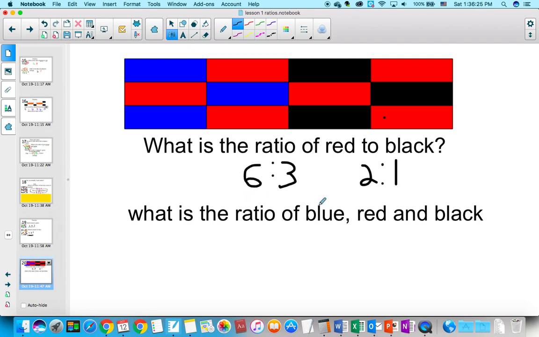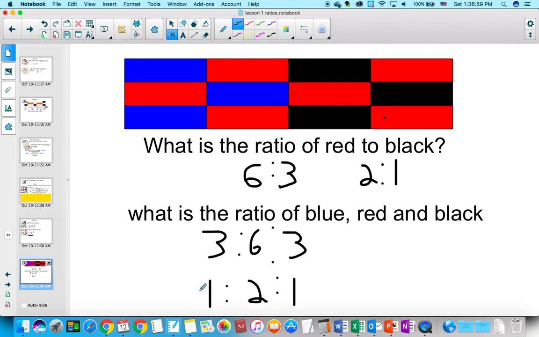So what is the ratio of blue, red, and black? Well, blue is 1, 2, 3, so we have 3 blue. We have red, which we know is 6, and black, which we know is also 3. And I can simplify this because, again, 3, 6, and 3 can all be divided by 3. They can all be divided by the same number. 3 divided by 3 is 1. 6 divided by 3 is 2. And 3 divided by 3 is 1. So we have a 1 to 2 to 1 ratio, sorry.